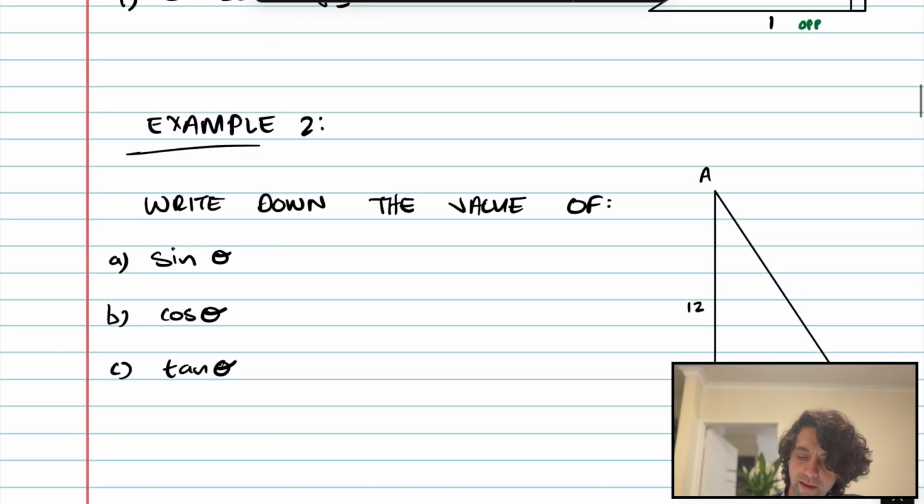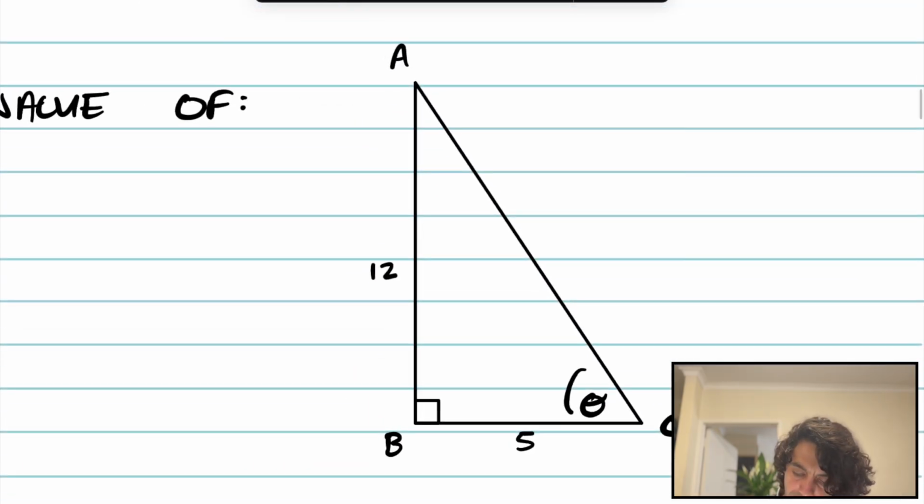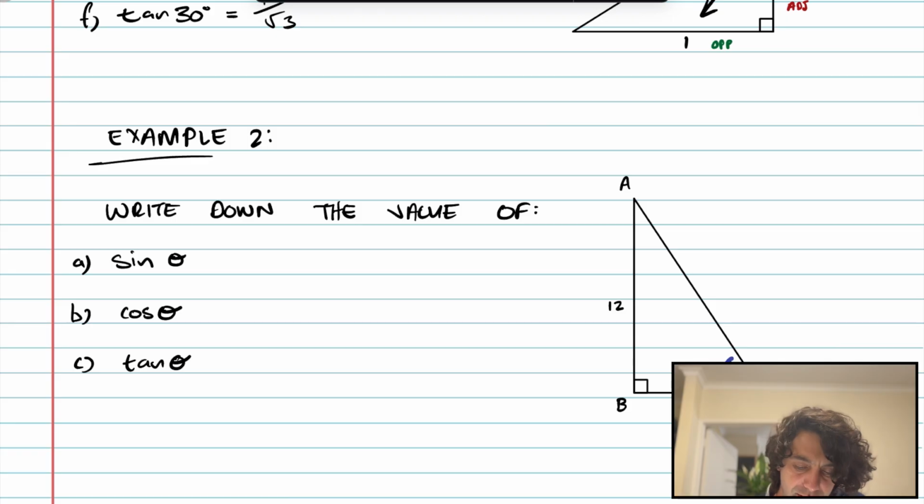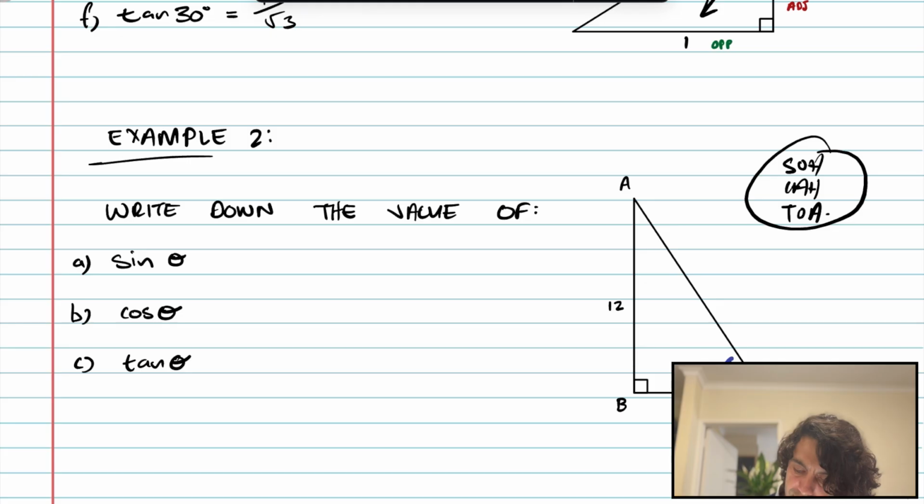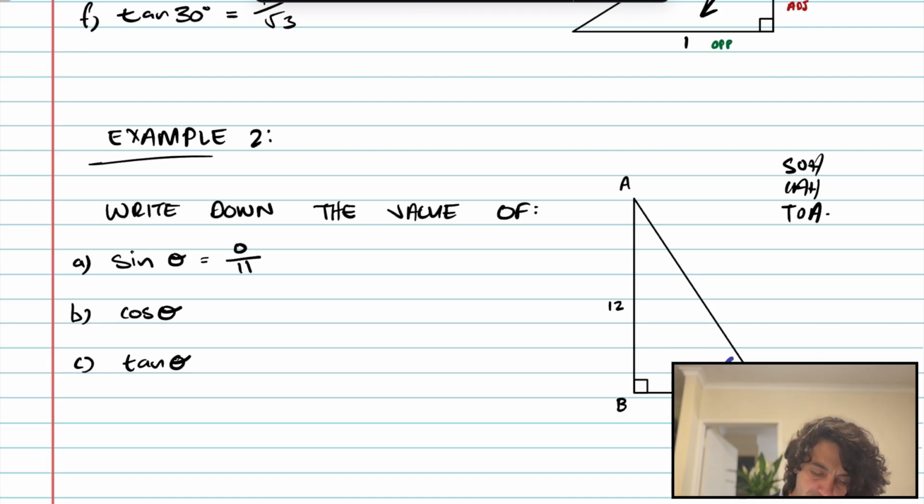All right. Let's have a look at example 2 now. Example 2 says, write down the value of sine of theta, cos of theta, and tan of theta. Okay, so here is my theta. Okay, this is my reference angle over here. So we want sine of theta. Now what I'm going to do is write down SOHCAHTOA. Get used to it. Okay, SOHCAHTOA. And I can use this to quickly grab my definitions for each of these. Okay, so sine of theta, I know, is opposite over hypotenuse.